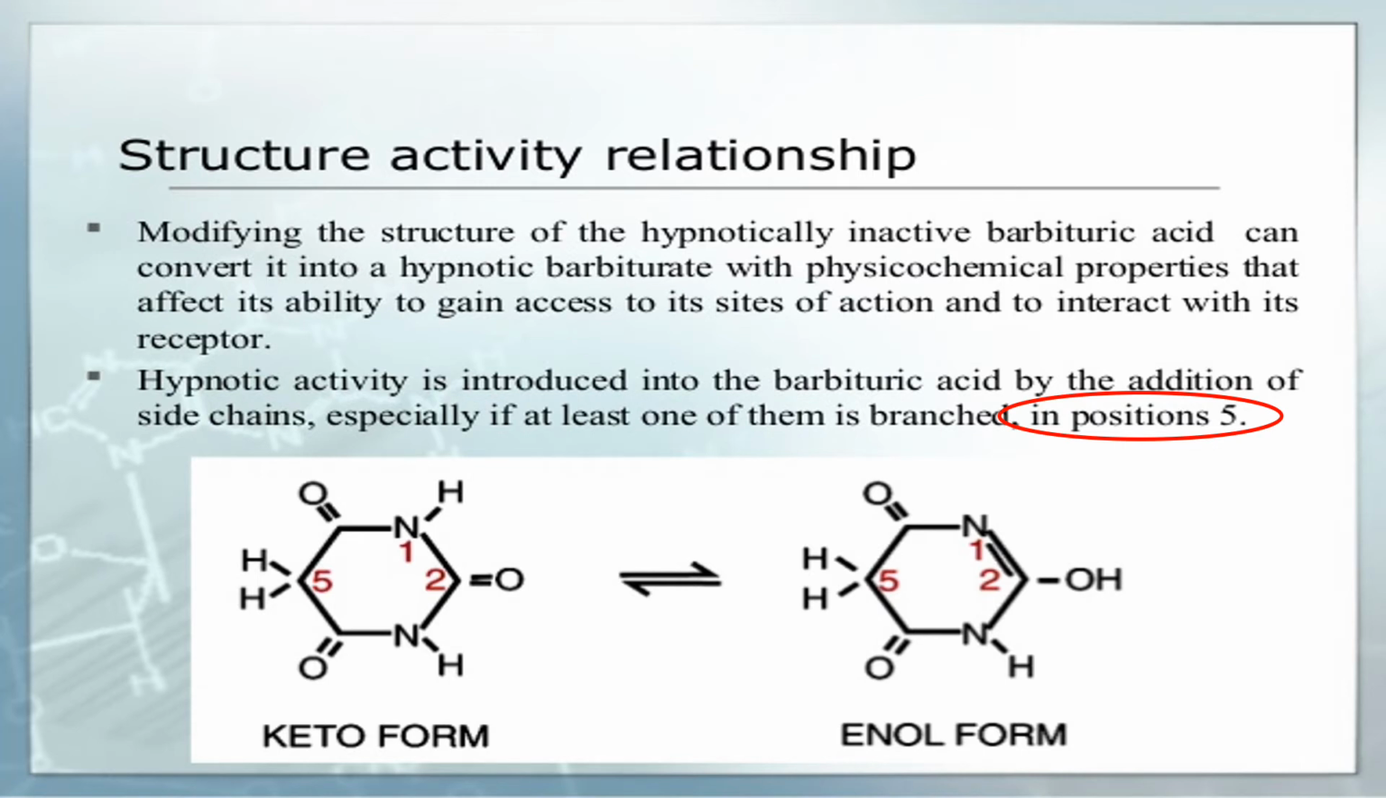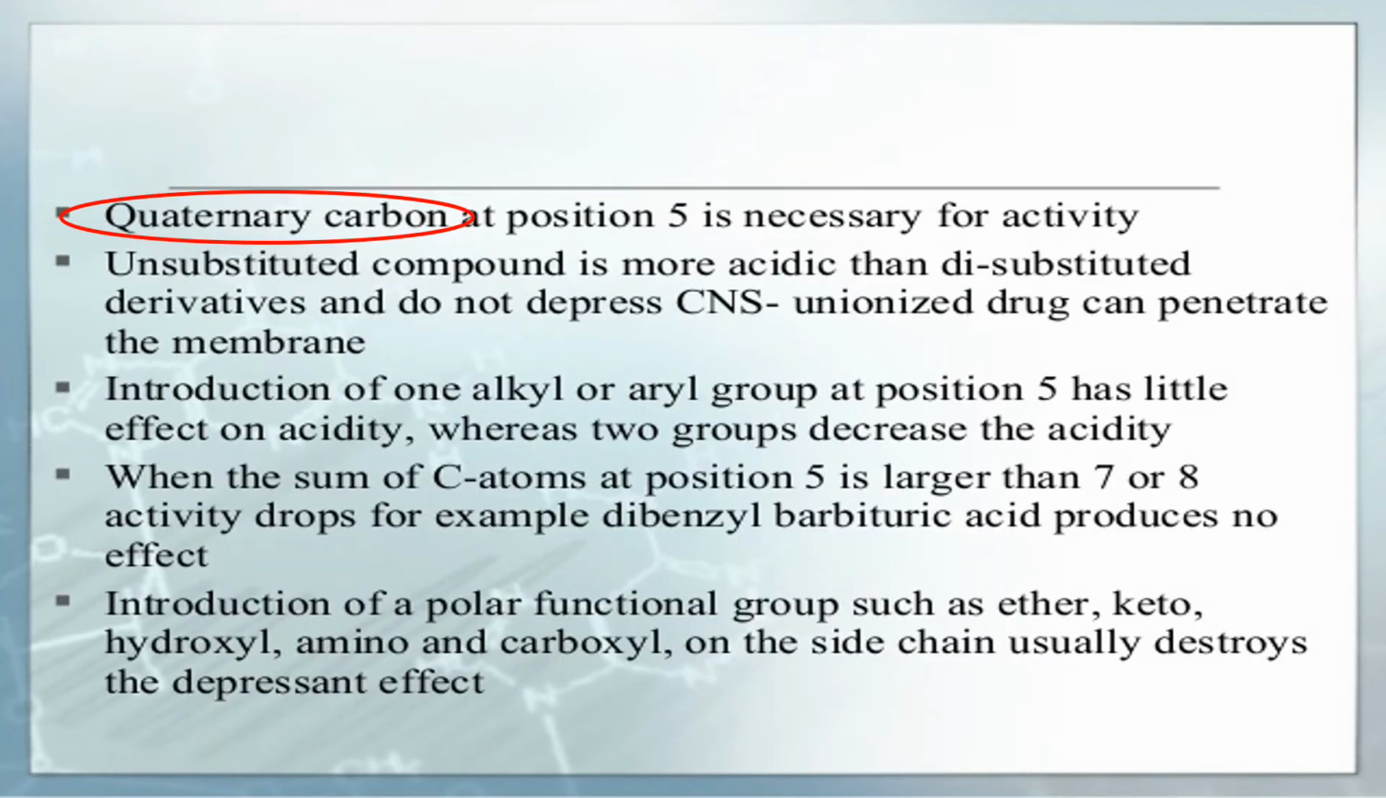Hypnotic activity is introduced into the barbituric acid by the addition of side chains, especially if at least one of them is branched, as mentioned in the previous slide, in position 5. Quaternary carbon at position 5 is also necessary for activity. Unsubstituted compound is more acidic than disubstituted derivatives, hence it does not depress the CNS. An ionized drug cannot penetrate the membrane.